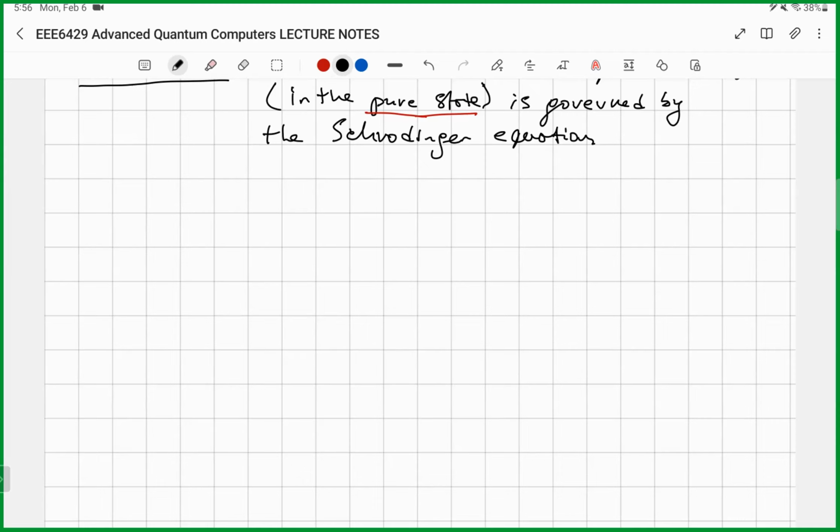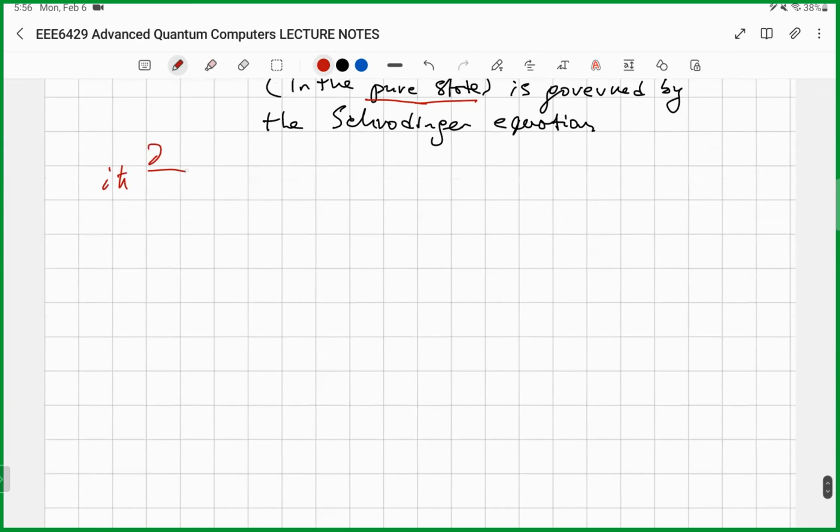It was not derived, actually, it was kind of postulated first for steady state systems, and then generalized to systems with time, to transient processes in time domain. So let's write down this equation. So it is i h bar, then the time derivative of the state psi. It is equal to the.